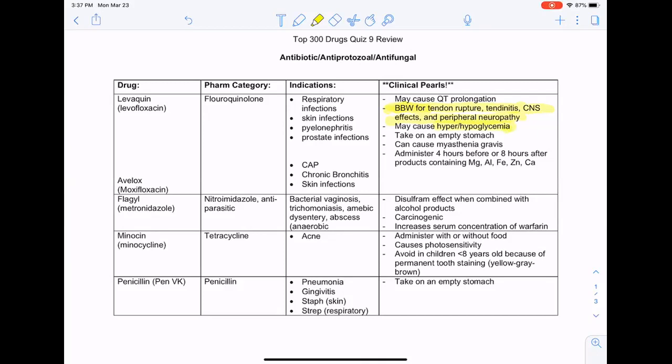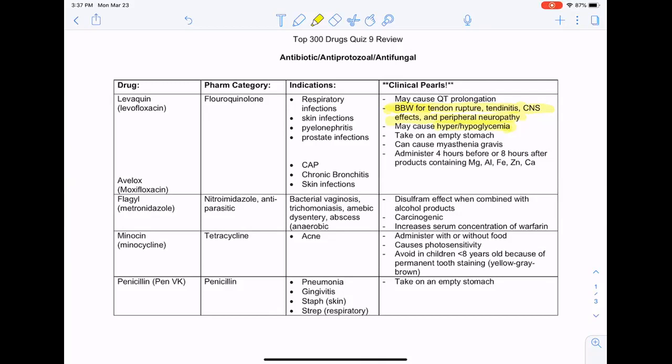So we don't want their blood sugars to be too high and have hyperglycemia. We also don't want to mess with them having low blood sugars. There's a lot of diabetes medications that just one of their side effects is hypoglycemia. So to have two medications on board that can possibly cause it, probably not a good idea. Definitely something you're going to want to counsel on.